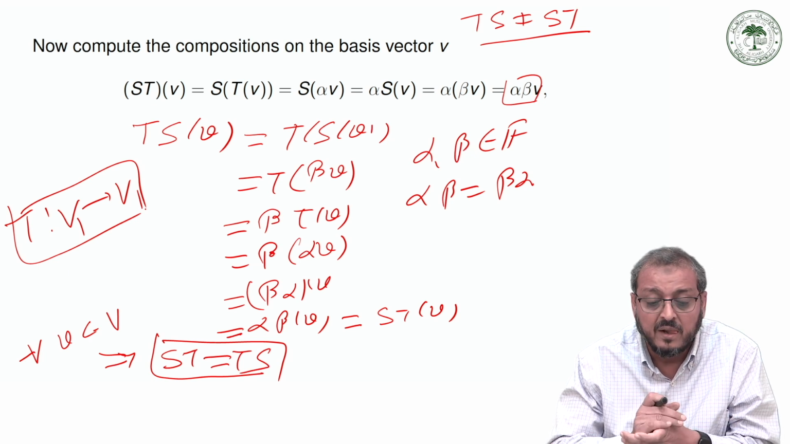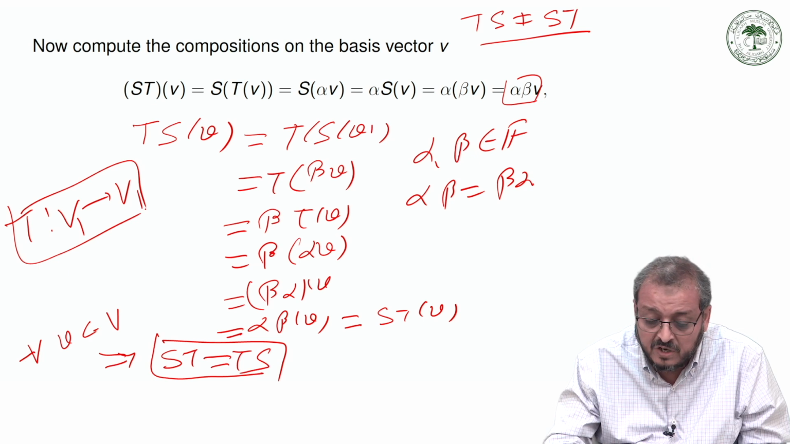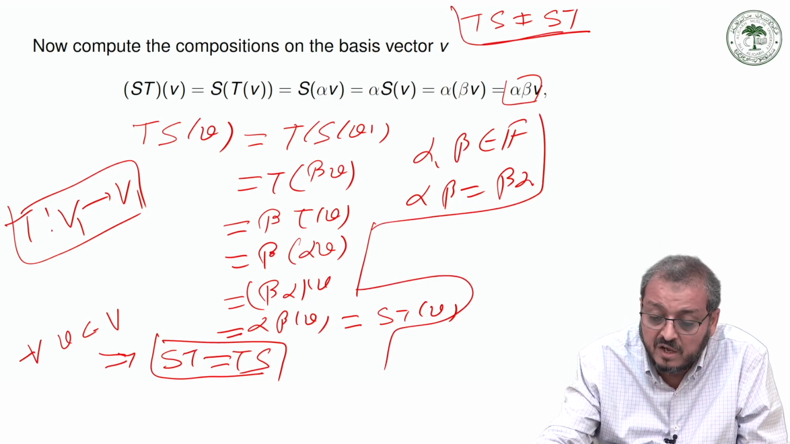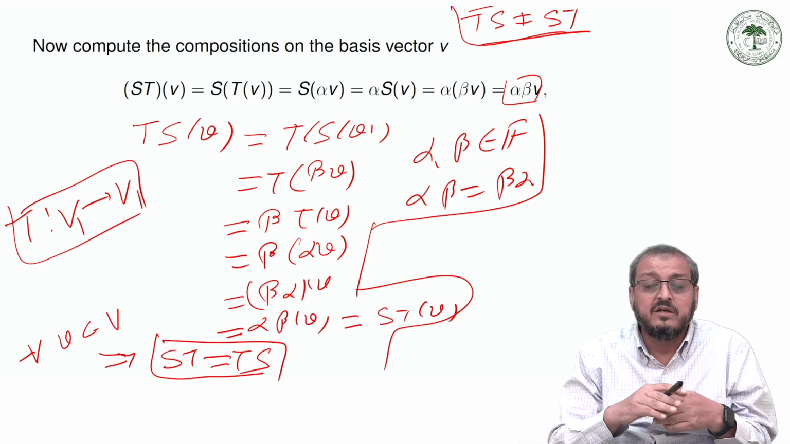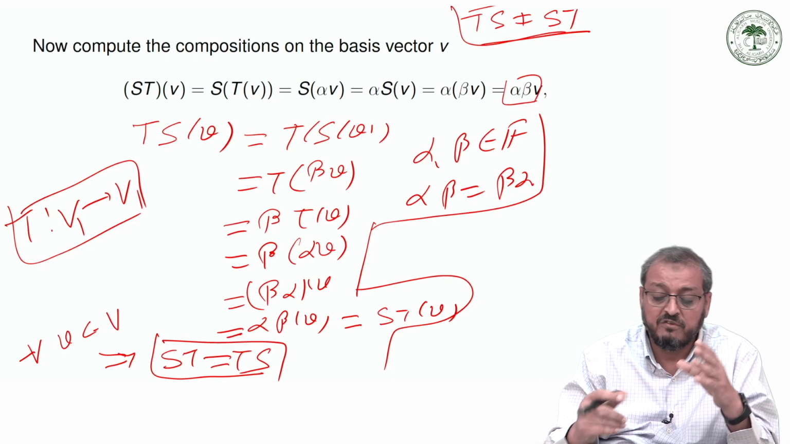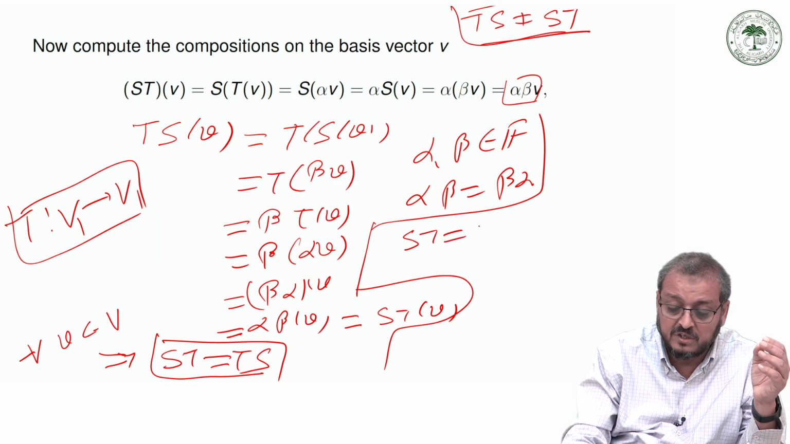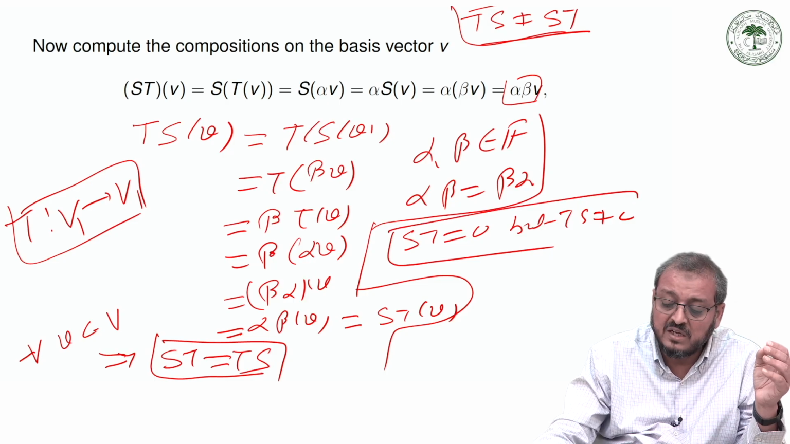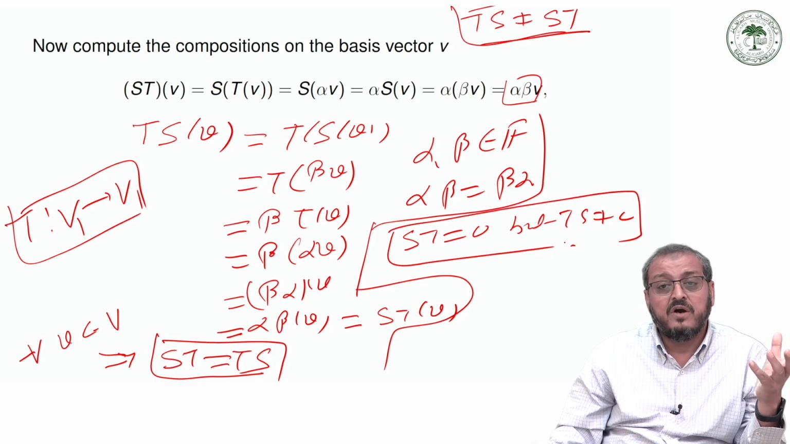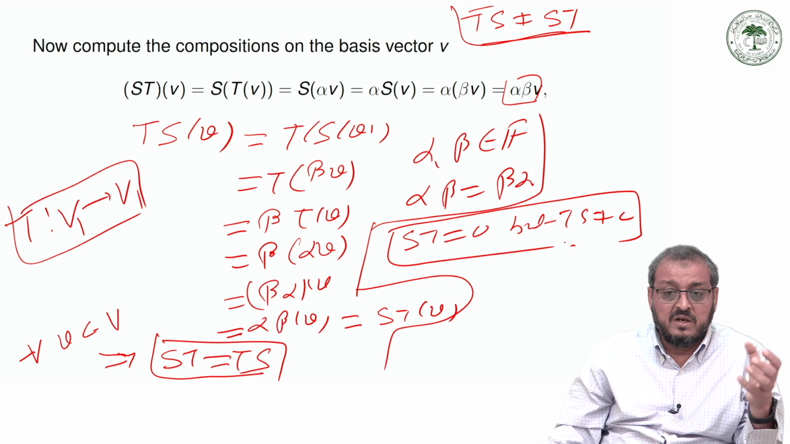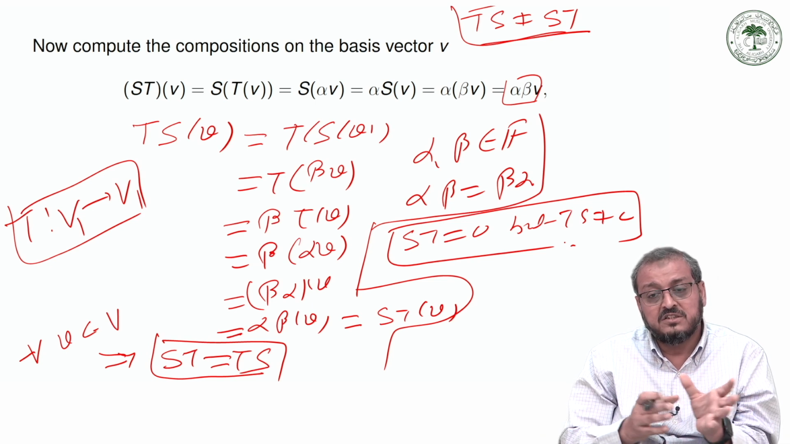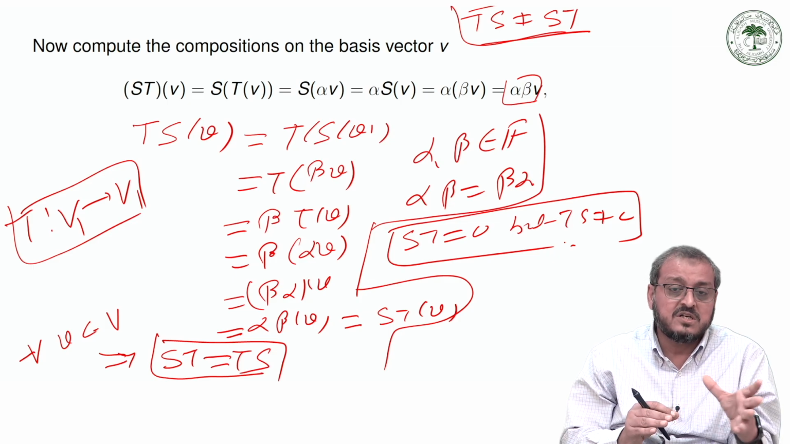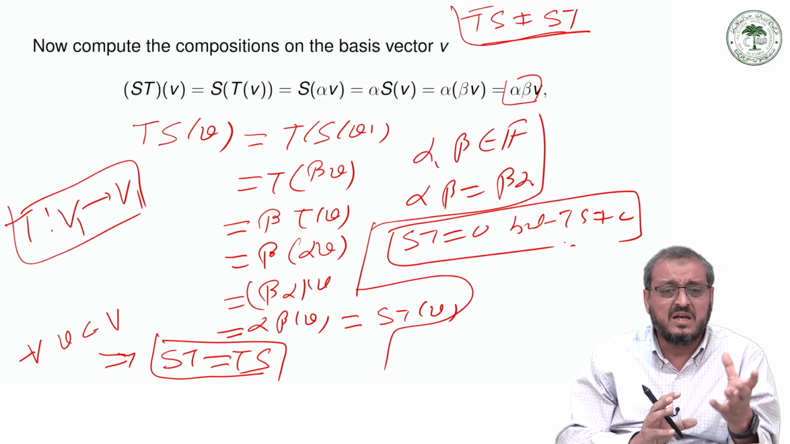So that means we can prove that the composition of two linear transformations need not be commutative, and we also defined a different type of linear transformation where S composition T is equal to 0, but T composition S is not equal to 0. In the previous class I proved this, meaning we have to find such types of linear transformation where the composition ST is equal to 0, but the composition TS is not equal to 0.